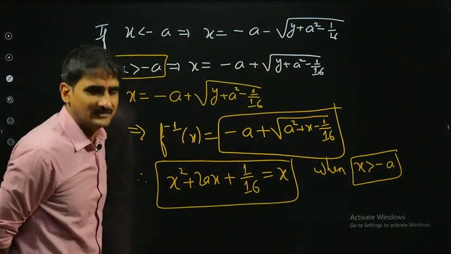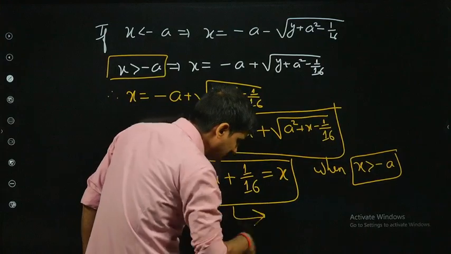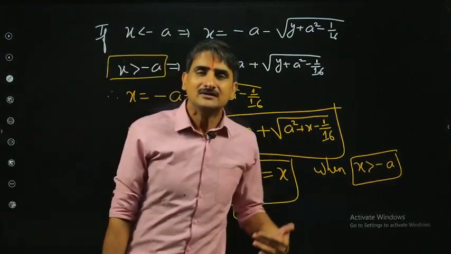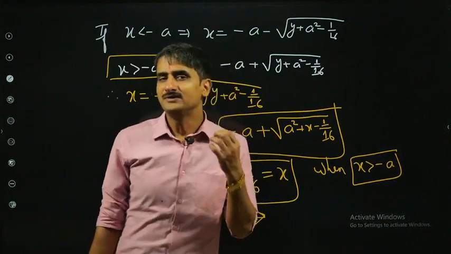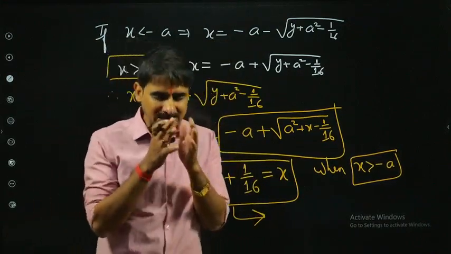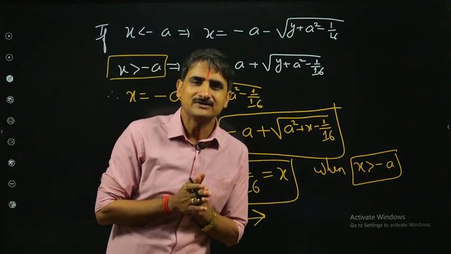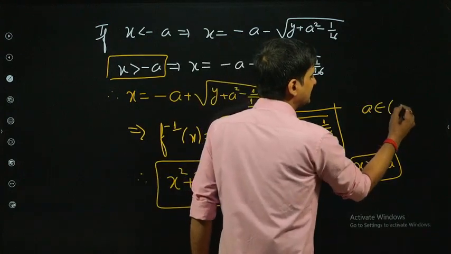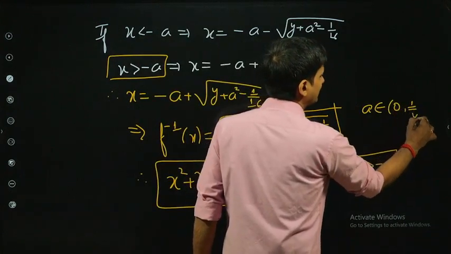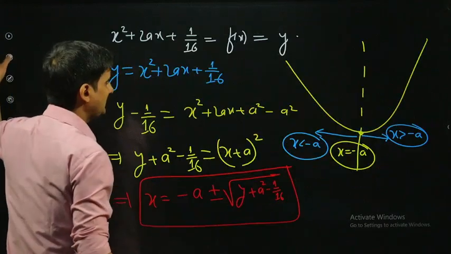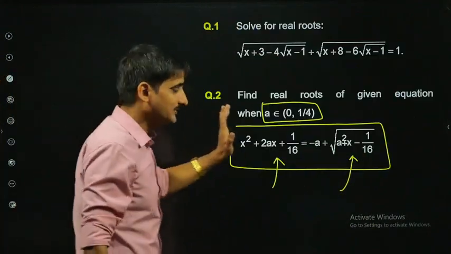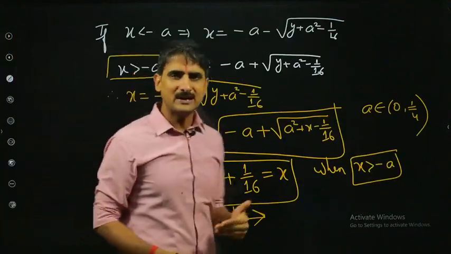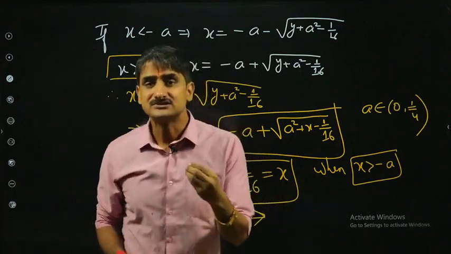That's it. So now you can apply the Sridhar formula, and the x that will be useful for us is the one which is greater than minus a, and remember that a lies in the interval 0 to 1 by 4. So a lies in the interval 0 to 1 by 4. See, now you got a simple quadratic in x. We can apply the Sridhar formula and then solve it.